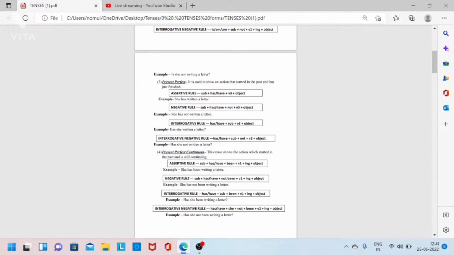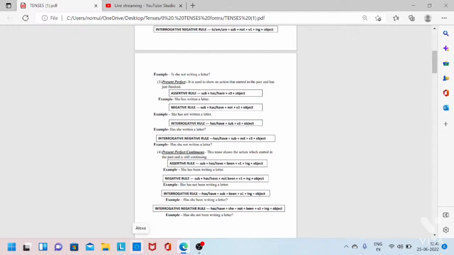In the same way, the interrogative negative rule is has or have plus subject plus not plus been plus v1 plus ing formation plus object. Has she not been writing a letter? So this is a negative formation.